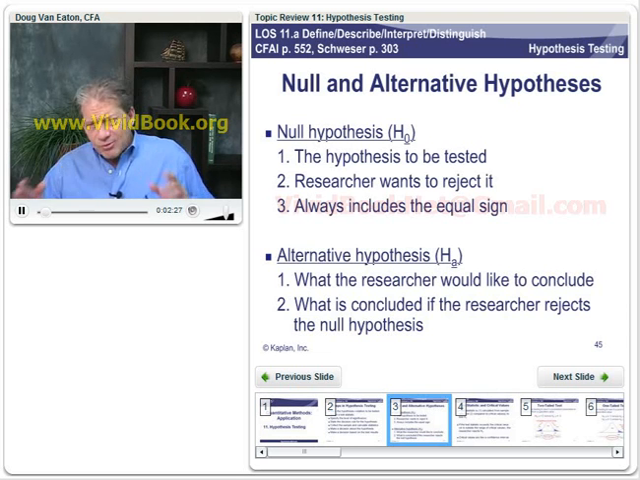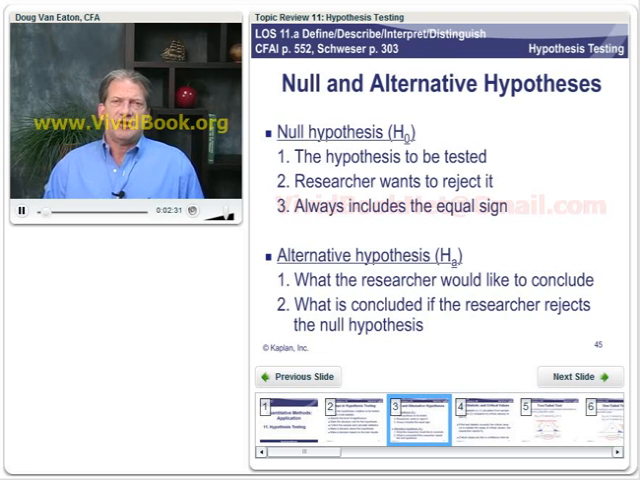Now, we never really prove anything with hypothesis testing. We're making probabilistic statements. And we don't say we prove the hypothesis. We either reject the null hypothesis or we fail to reject the null hypothesis. So that's the one we're testing.